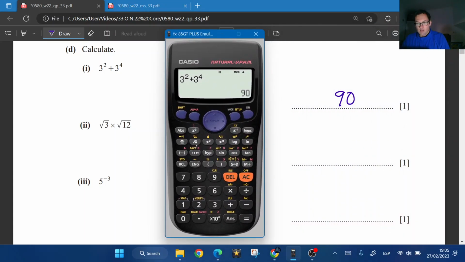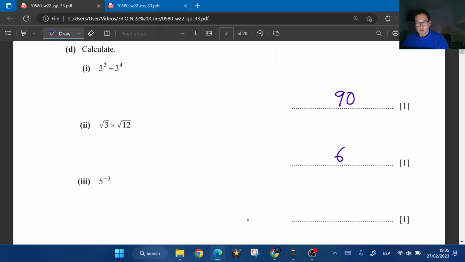Next one, square root 3. Make sure you use the side arrow. I mean, if it goes like this, I'm still square rooting. Use the arrow times square root 12. Okay, and that gives us 6.